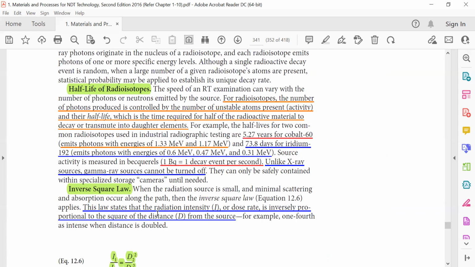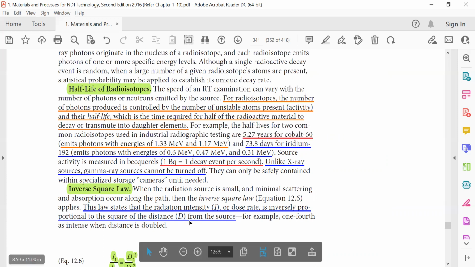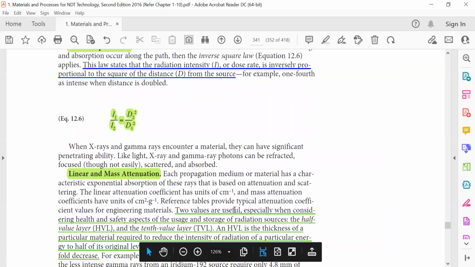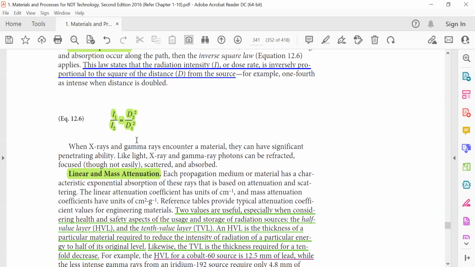Inverse square law. This law states that radiation intensity I and dose rate are inversely proportional to the square of the distance d from the source. I1 by I2 equals (d2 by d1) whole squared.